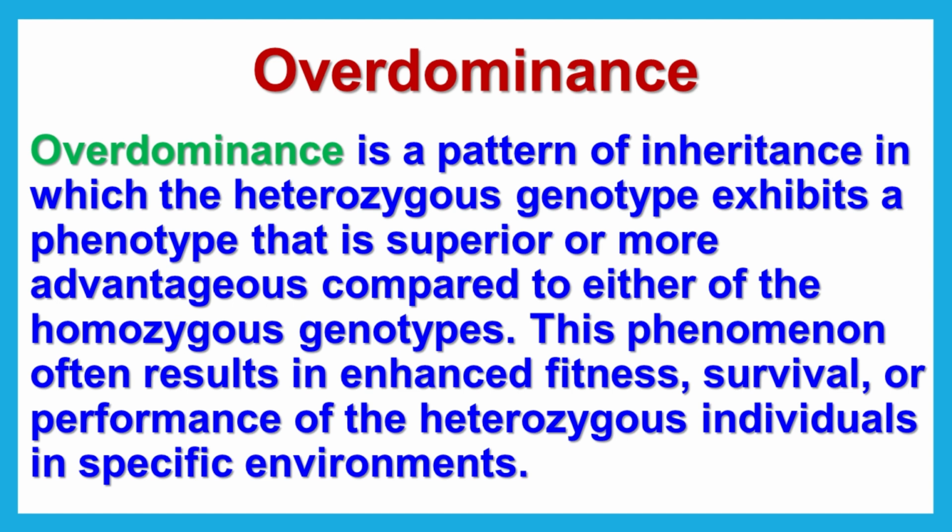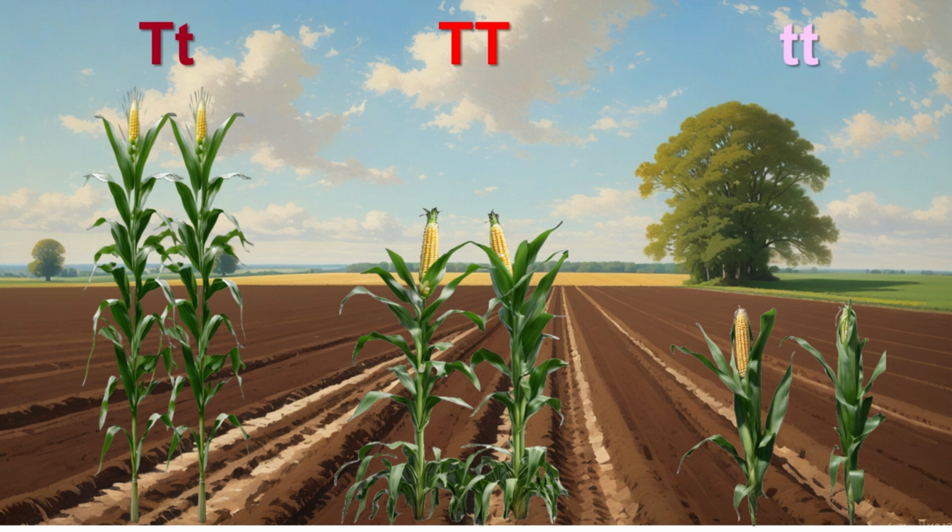Have you heard of overdominance, also called heterozygous advantage? This one is my favorite. This phenomenon often results in enhanced fitness, survival, or performance of the heterozygous individuals in specific environments. A well-known example of overdominance is sickle cell trait in humans. Individuals heterozygous for the sickle cell allele HbA-HbS are more resistant to malaria compared to those who are homozygous for the normal allele HbA-HbA or homozygous for the sickle cell allele HbS-HbS. This provides a selective advantage to heterozygous in regions where malaria is prevalent. Another example can be seen in many traits in corn, especially plant height, where the heterozygous phenotypes are taller than either of the two homozygous phenotypes.